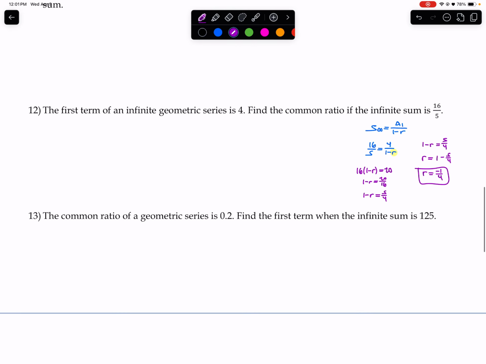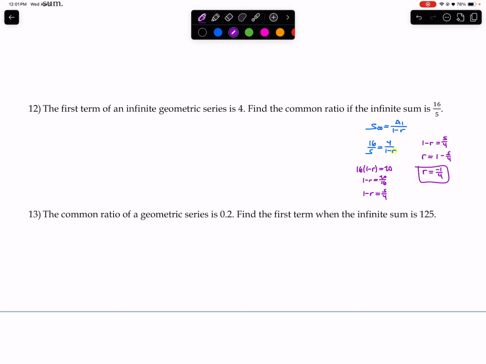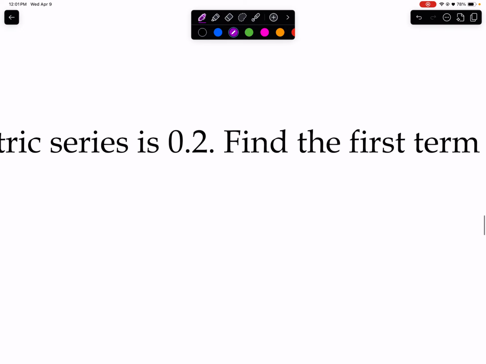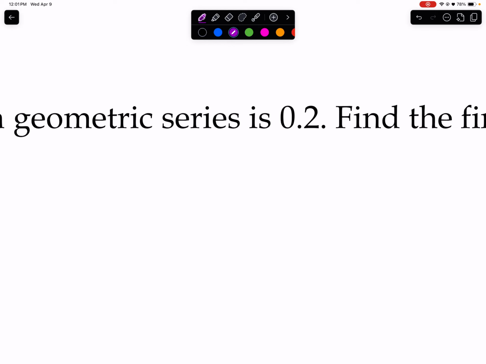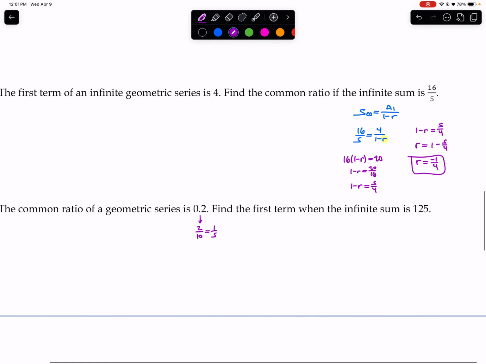That's also how you would do number 13. Same idea, but notice how we give you that the ratio as a decimal. So 0.2 is going to be the same as 2 over 10, which is 1/5. So just keep that in mind.